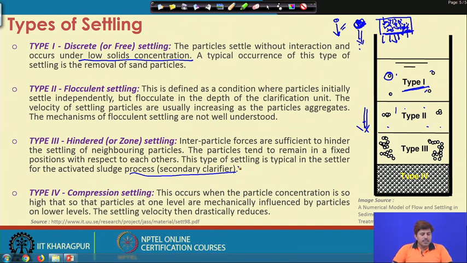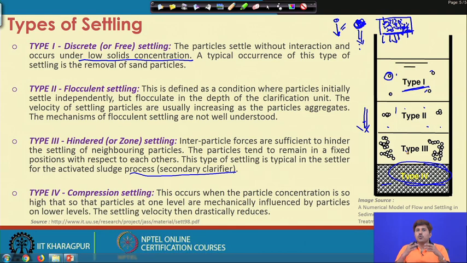And then there is type 4 settling, which is also referred to as compression settling. This occurs when the particle concentration is so high that the particles at one level are mechanically influenced by the particles on the other levels. So, the particles at the bottom will get mechanically influenced by the upper particles, and as a result the settling velocity is drastically decreased, because the settling is due to the compression of those particles, and that is why this is called compression settling, and there is very limited scope of compression.